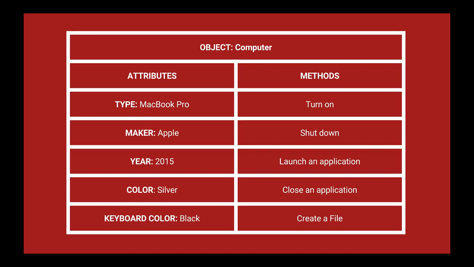Notice that these are not actions. These are not things that the computer does. Rather, these are descriptive characteristics or details about the object. That's what I mean when I say attributes. Conversely, on the right, I have methods, which are things that the computer can do. You'll notice that all of these things start with verbs. So what can a computer do? It can be turned on, it can shut down, it can launch an application, it can close an application, and it can create a file. And these are just 5 totally random ones. There are no right or wrong answers.